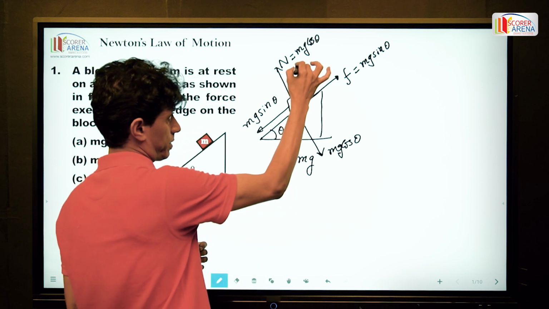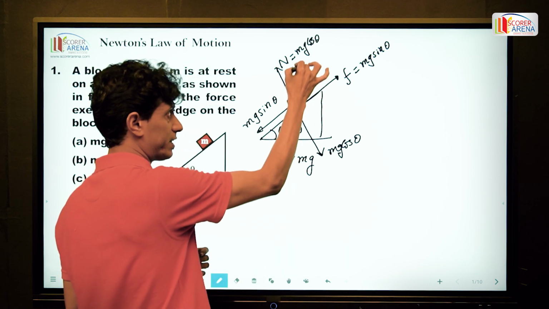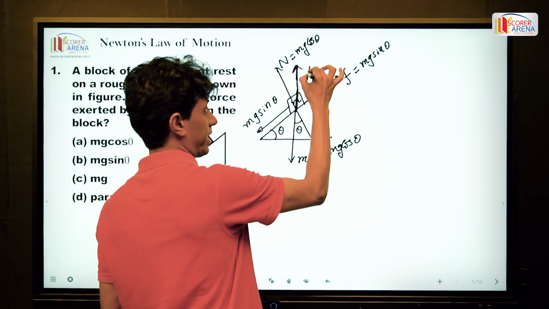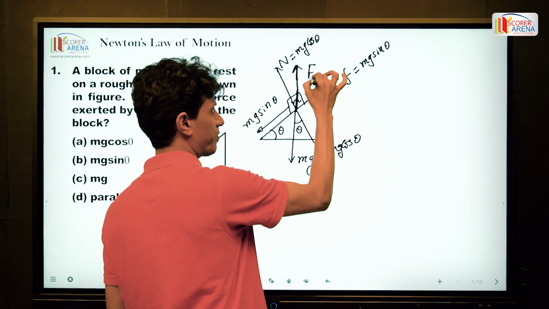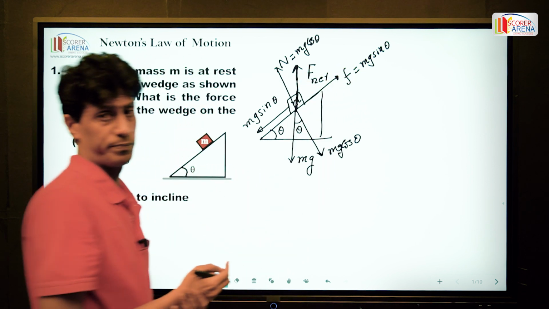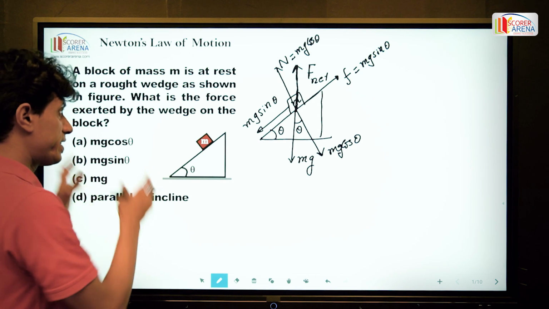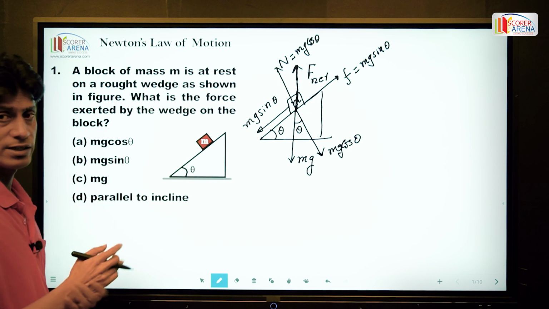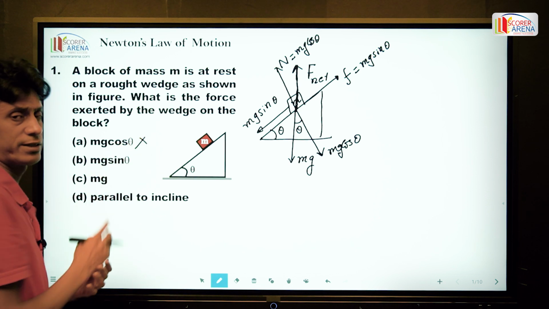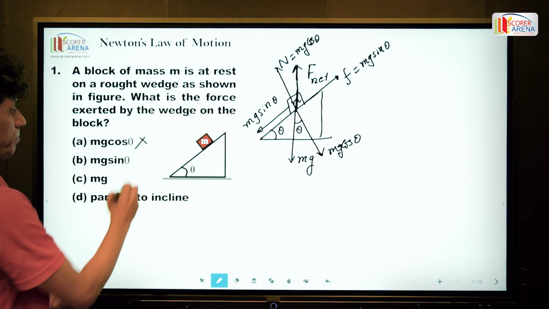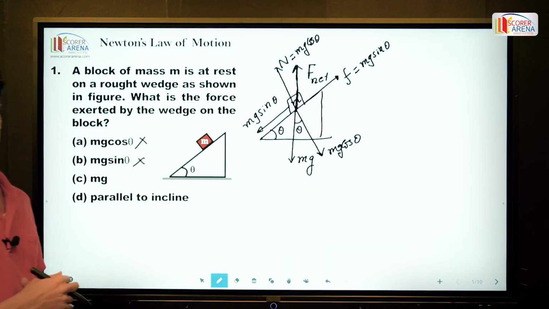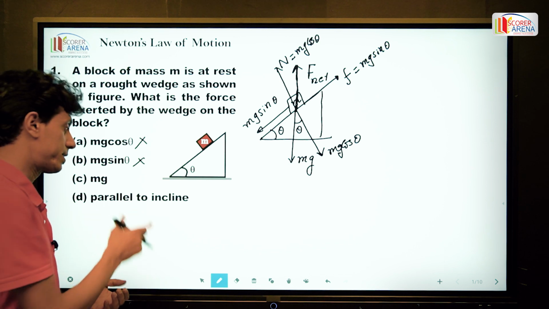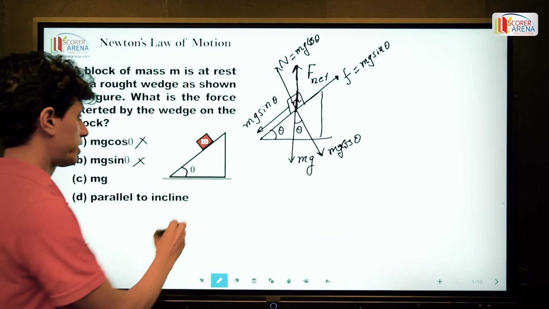And the force acting by the wedge on the body, let us say it is F. This is F, the net force acting on the body. Sometimes in these problems, this is a very good question. In this problem, a student may think the answer is mg cos theta, but mg cos theta is not the answer. Mg sin theta is actually along the inclined plane, so it is not the answer either.